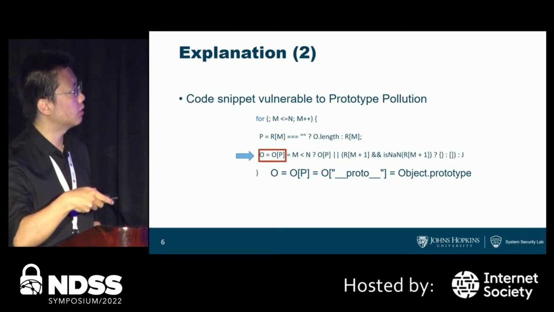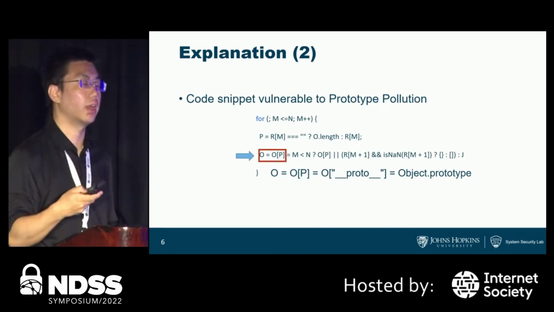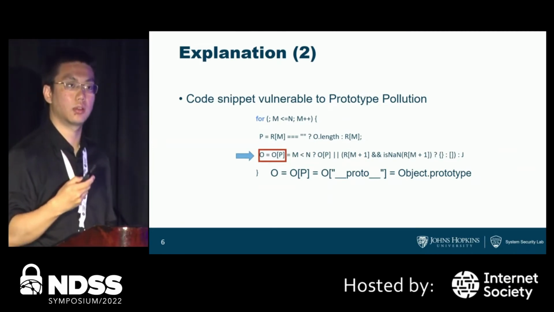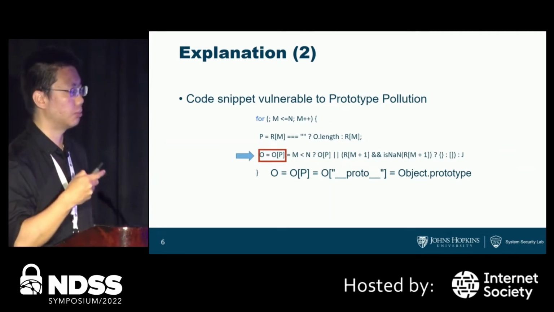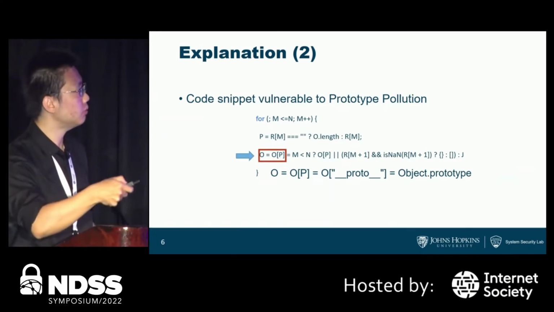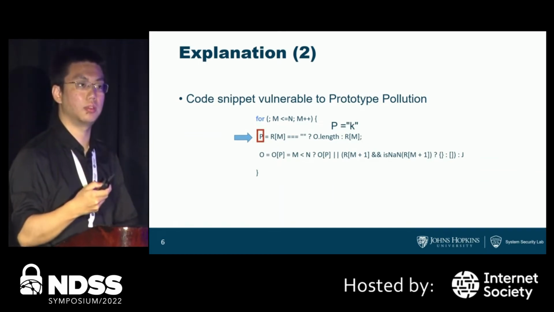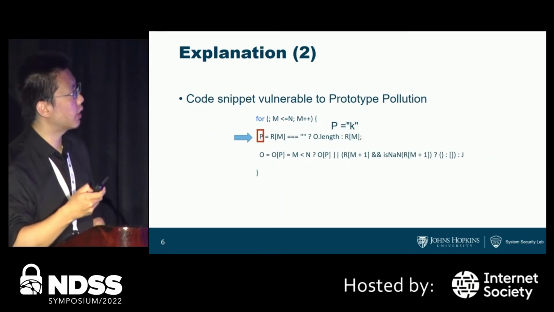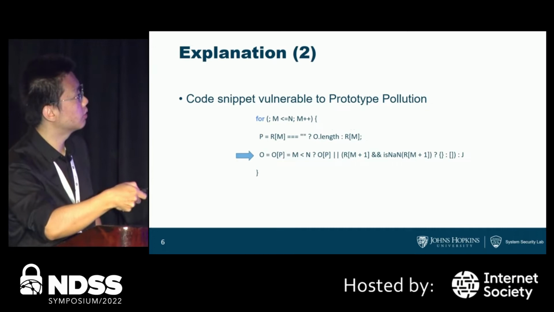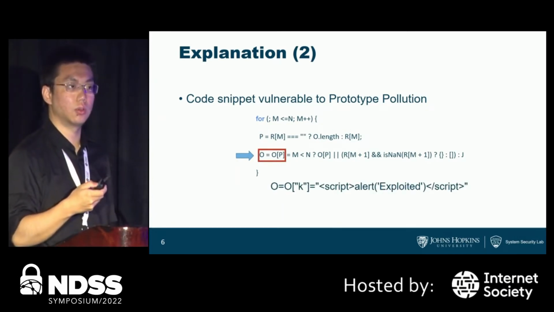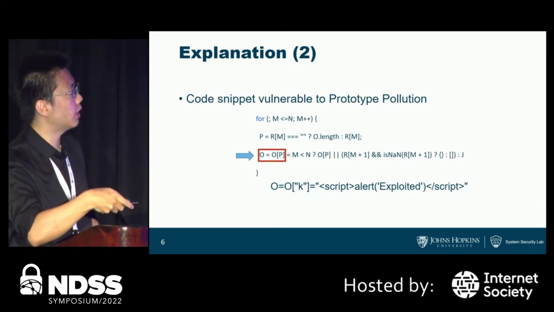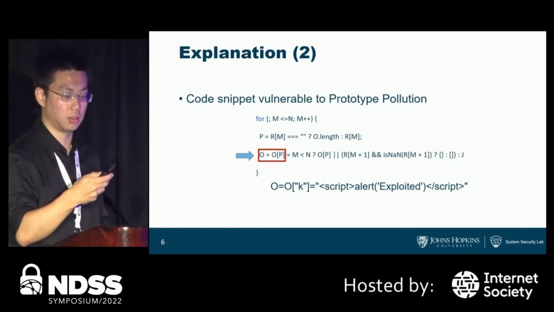Here, the variable o is initially an object, and then o[__proto__] will point directly to Object.prototype, which is a built-in base object in JavaScript. Then in the second iteration, p will be set as an arbitrary key k, which is also injected by the adversary. Then the statement o = o[p] = j will be further executed. Then o[k] = this malicious script will be executed.